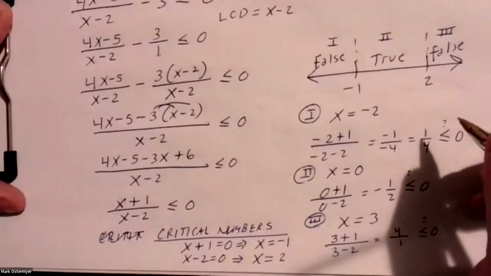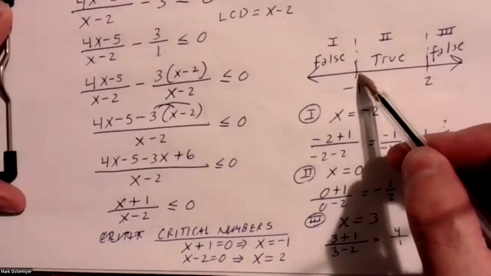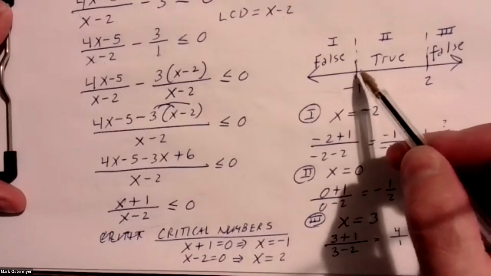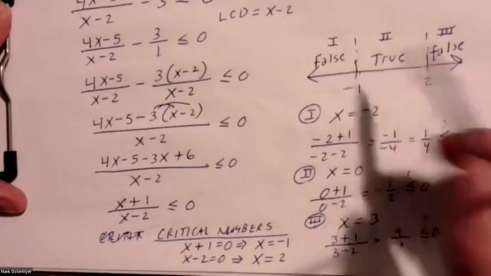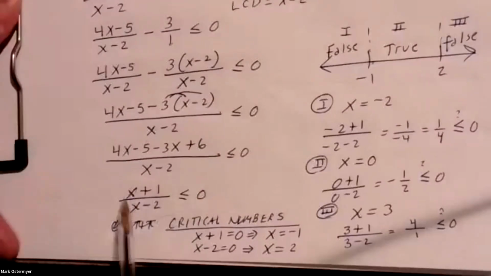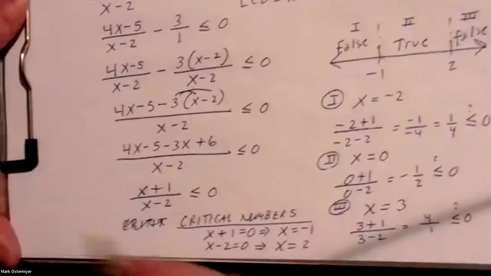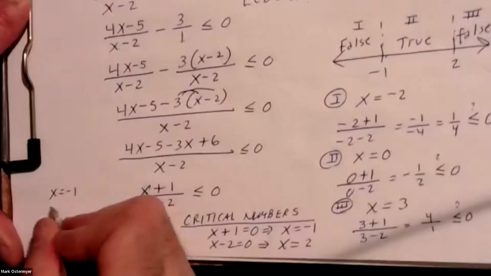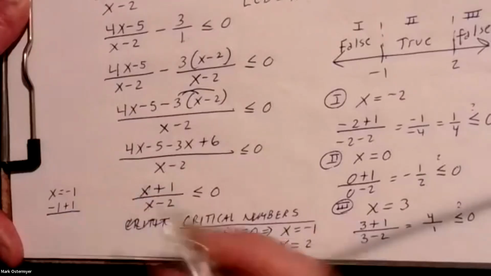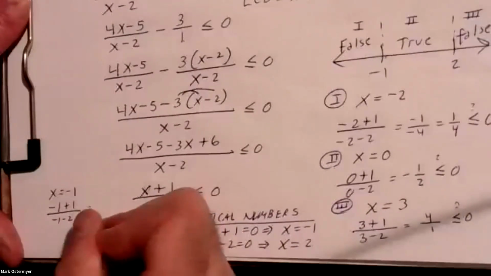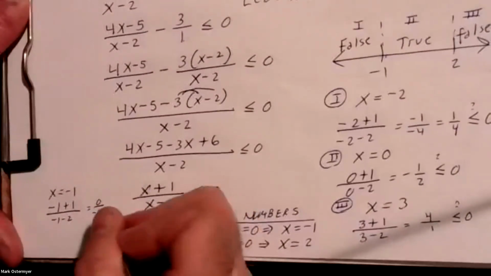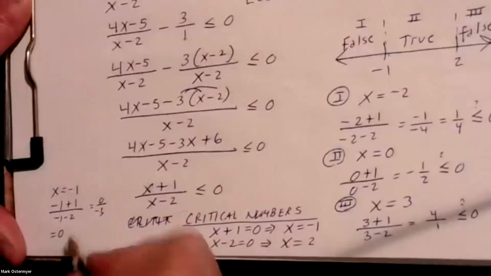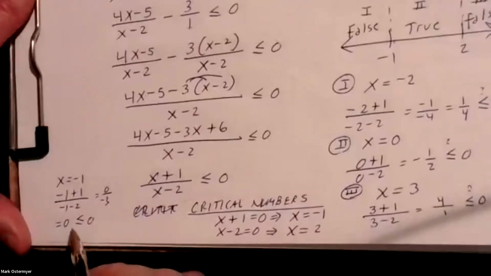One last thing. Would I include -1? Careful. Would I include -1? Is -1 a solution of this inequality here? You can let x be equal to -1 and verify. Put -1 in here and here. What happens when you put -1 in? You get 0 over -3, which is what? 0. Is 0 less than or equal to 0? Is that true or false? True. That's true. You must include -1.